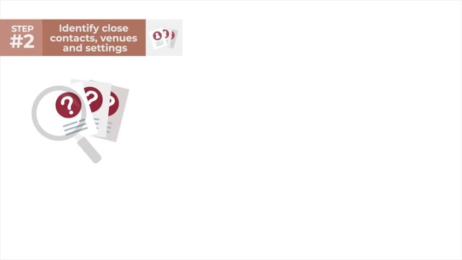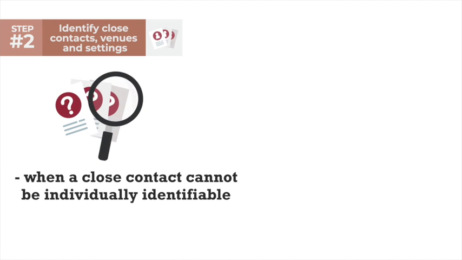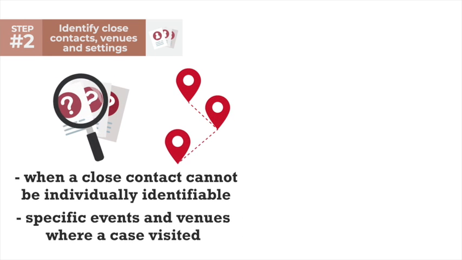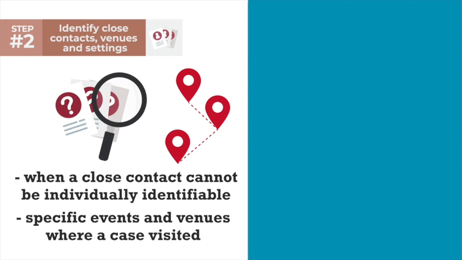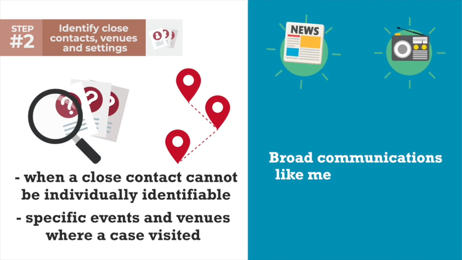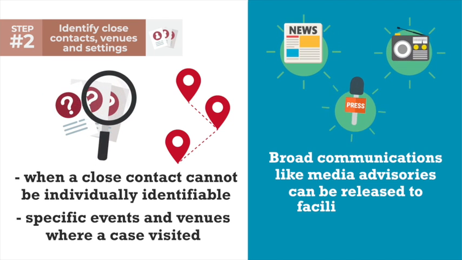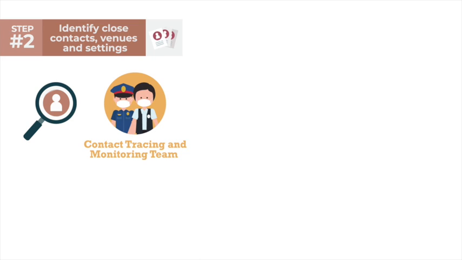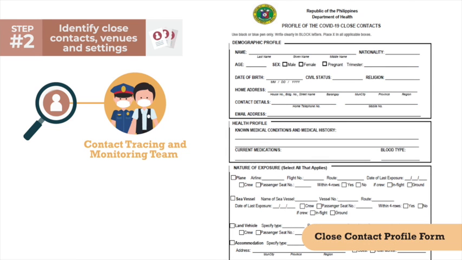There may be instances when a close contact cannot be individually identifiable, or if there are specific events and venues where a case visited. In such instances, broad communication like media advisories can be released to facilitate contact identification and listing. As soon as close contacts are identified, the contact tracing and monitoring team will need to get in touch with them. These contacts will be interviewed to complete the close contact profile form.